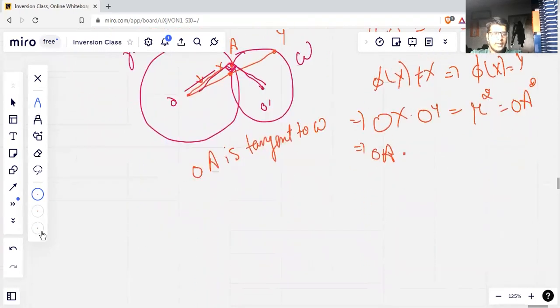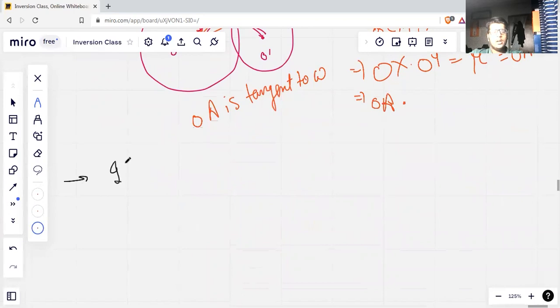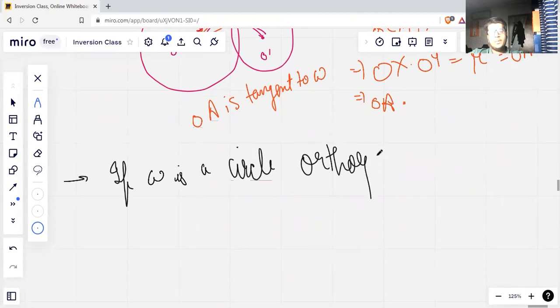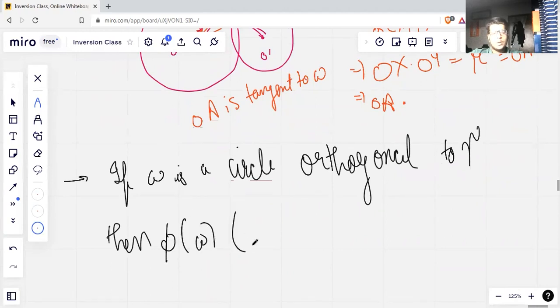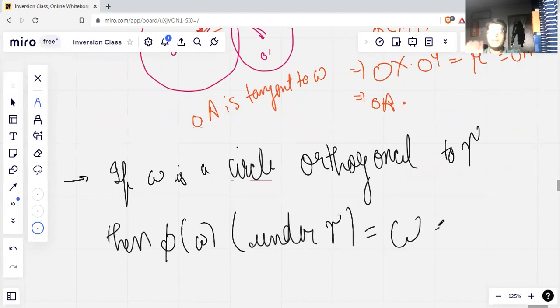So we get that if omega is a circle orthogonal to gamma, then phi of omega under gamma is omega. This is a nice property which is used in quite a few problems. In fact, I did an inversion problem today and it was used in that problem itself. It was amazing. I might share that problem in another class of inversion where we'll just discuss the problems.